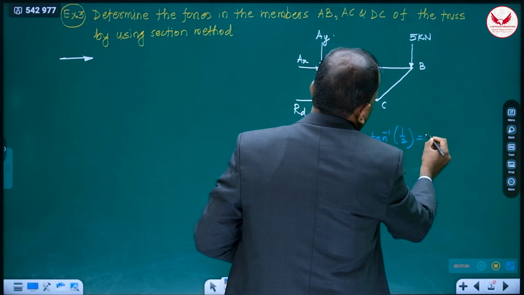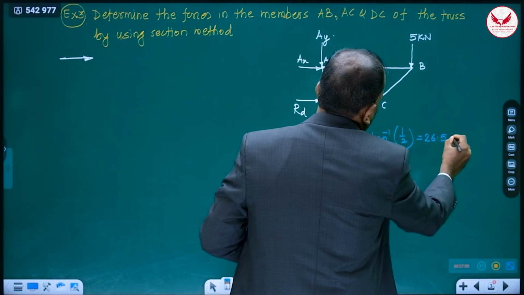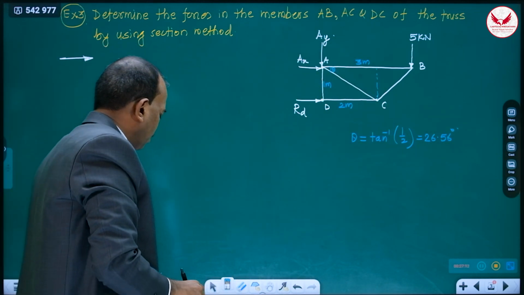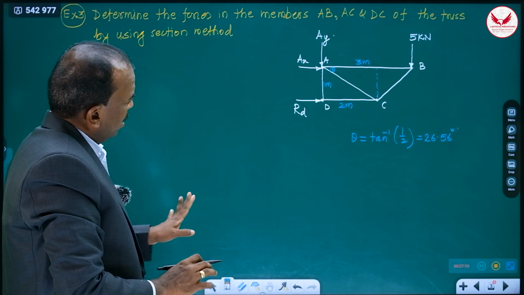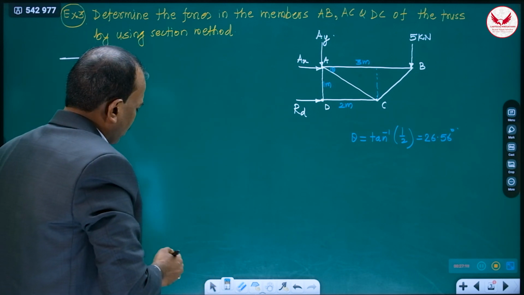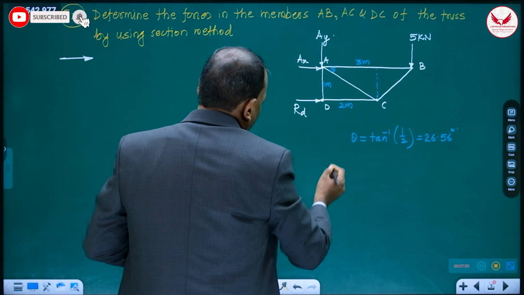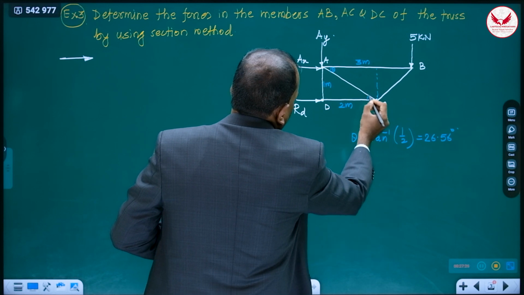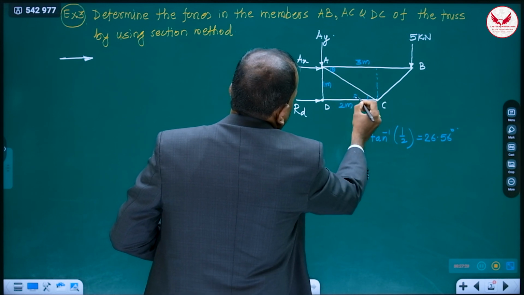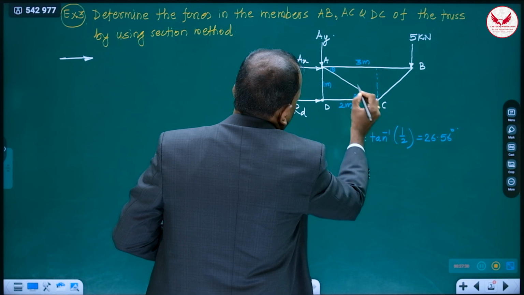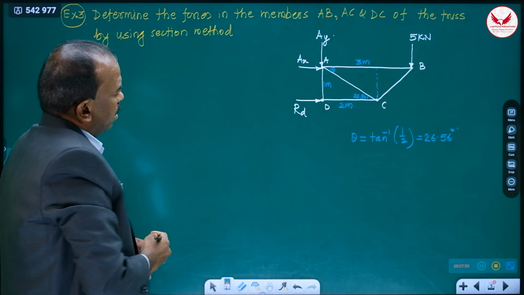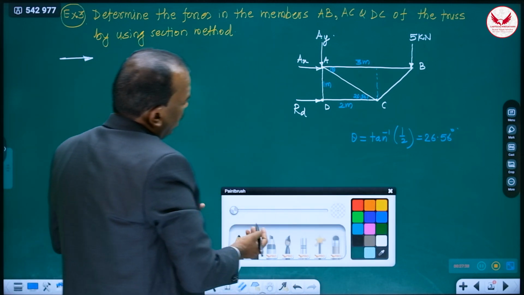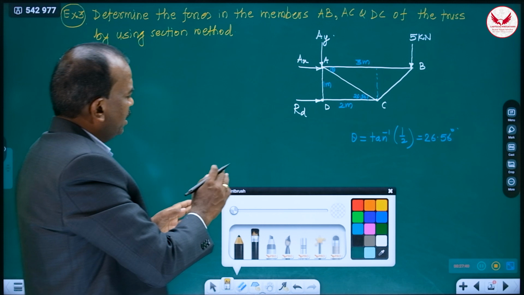26.56. Either directly we'll use this angle while solving the problem. Means if some inclined member is there, definitely we'll need it. So that's why I have calculated that theta, and straight away we can write also. So this angle and this angle is same. It is 26.56. Then, what is our way of solving the problem? No need to find out the reaction, then directly take the section.